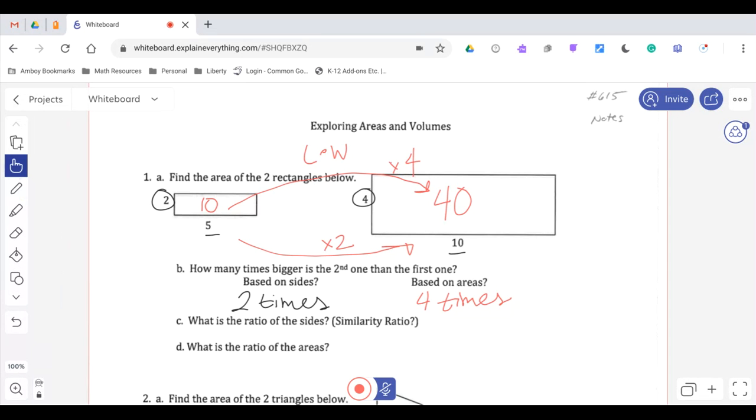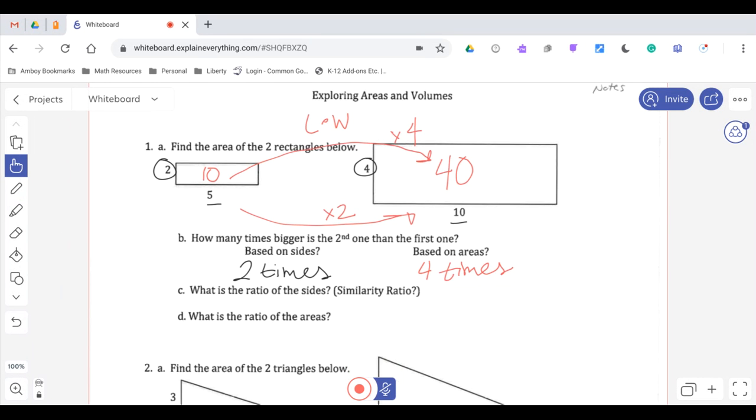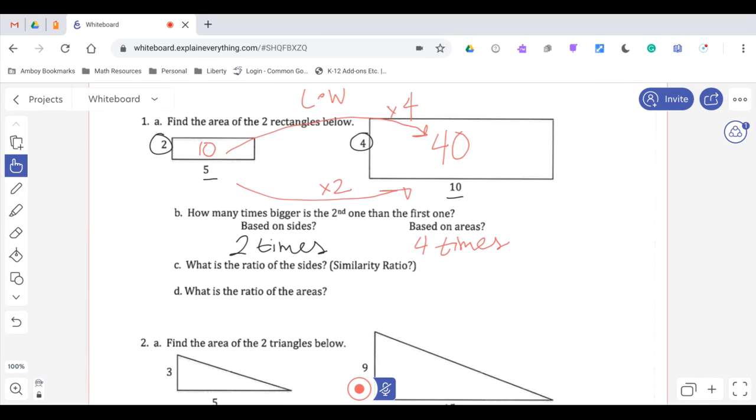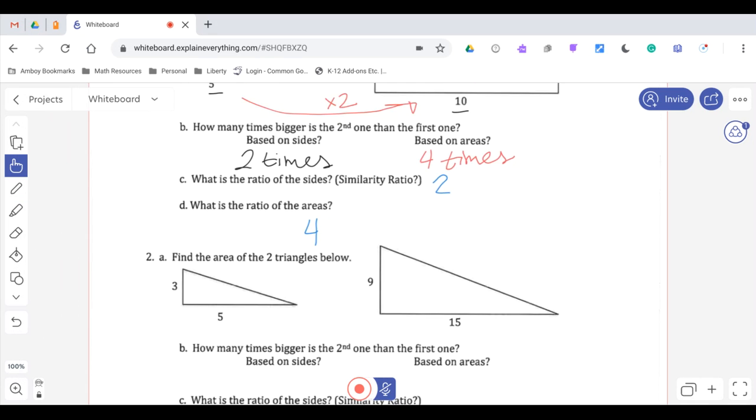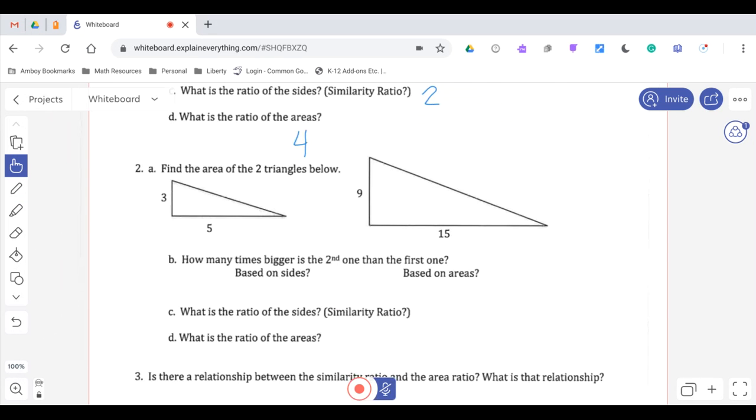Okay. So that means that the ratio of my sides, or the similarity ratio, is going to be 2 because it's 2 times bigger, but the ratio of my area is 4 times bigger. So I want you to keep that in your brain. What could the connection be between 2 and 4? Why is it different? Okay, let's try it again. See if it helps to get another connection.